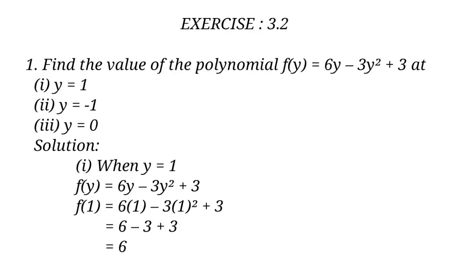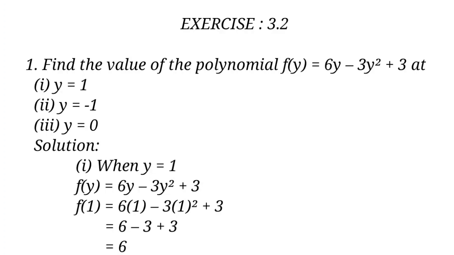Now we see exercise 3.2. First one: find the value of the polynomial f of y is equal to 6y minus 3y squared plus 3 at first subdivision y is equal to 1, second subdivision y is equal to minus 1, third subdivision y is equal to 0. Solution: first subdivision.